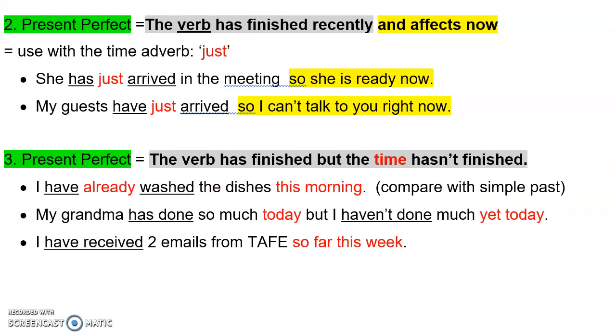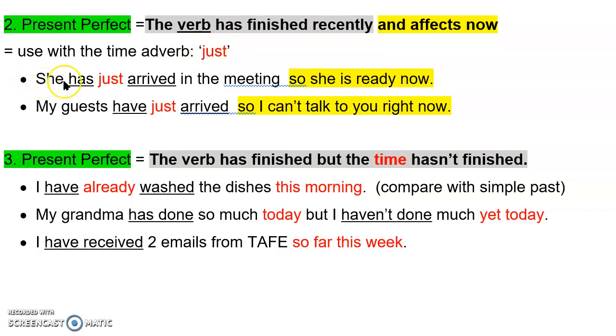Okay, let's look at some other ways to use the present perfect. So number 2, present perfect. The verb has finished recently and affects now. So we can use the present perfect with a time adverb just. So just will help the verb to mean the verb has just finished recently. So just is our time word.